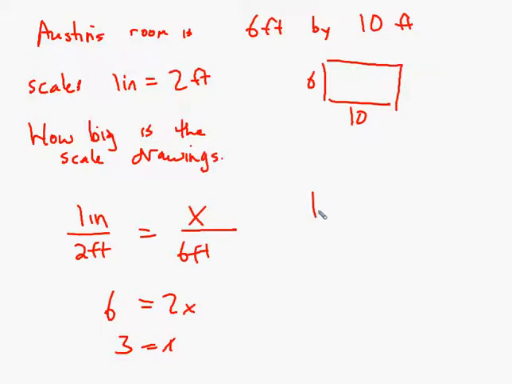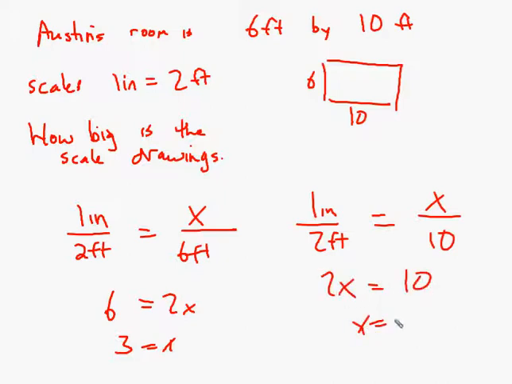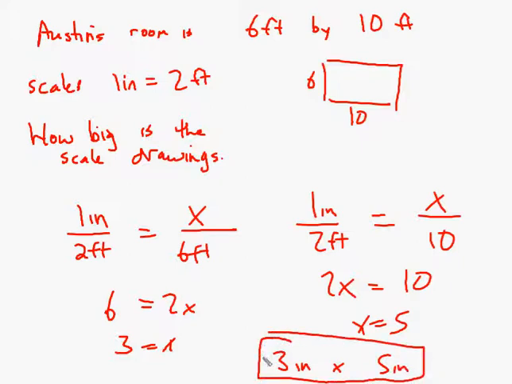And the other side, scale to actual, 10. Cross multiply, I get 2x equals 10. So x equals 5. So his scale drawing is going to be 3 inches by 5 inches. Any questions how I did that? Is anyone lost on this stuff?